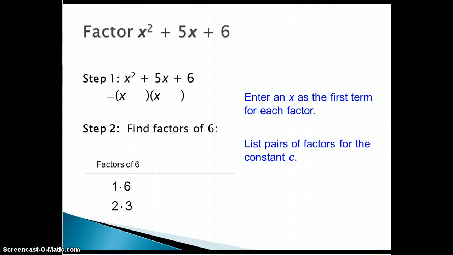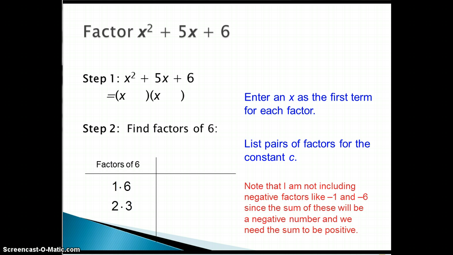For factors of 6, we could multiply 1 times 6 to get 6. We could also multiply 2 times 3 to get 6. Note that I'm not including negative factors like -1 and -6, because even though -1 times -6 would also multiply to give me +6, the sum of those numbers would be negative, and I'm looking for a positive sum of +5, which is the middle coefficient. So if you think about the signs ahead of time, that can help reduce the number of possibilities that you're listing in your table.